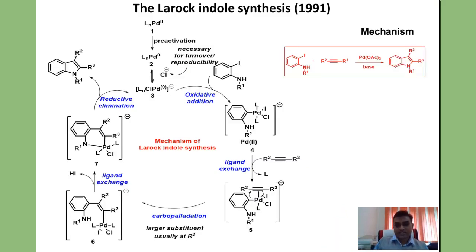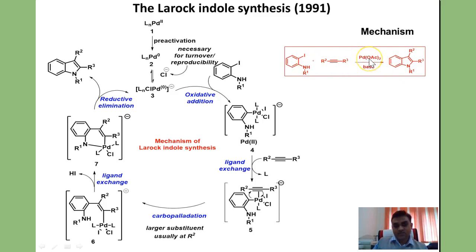Now let us discuss the mechanism of this reaction. It's a very interesting reaction. It's a transition metal catalyzed reaction, and everything occurs on the coordination sphere of the palladium. For that, this palladium will bind the organic ligands on its coordination sphere through certain processes like oxidative addition, ligand exchange, and later on it will form carbon-carbon bond forming reactions as well as carbon-nitrogen bond forming reactions. So let us see how the reaction proceeds.